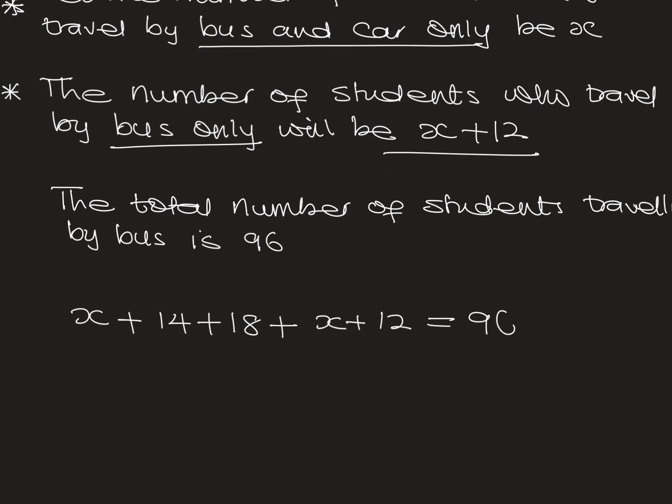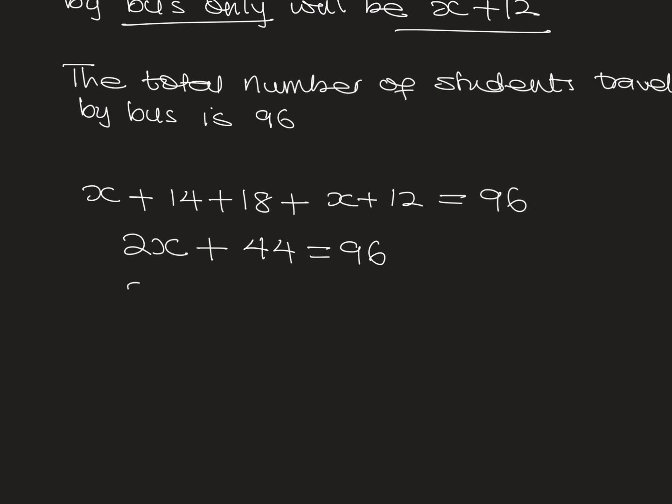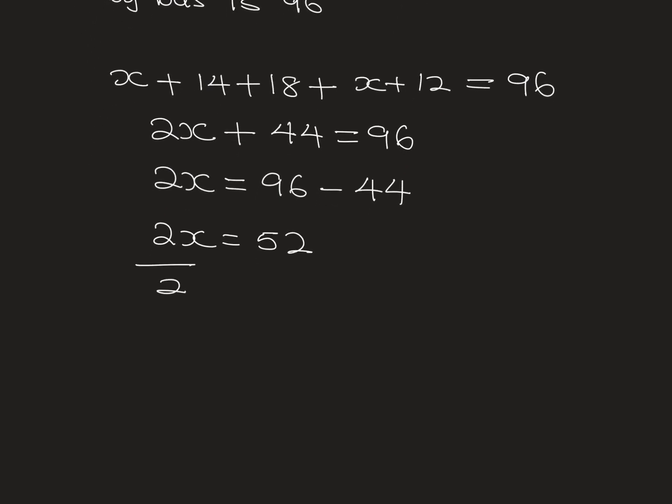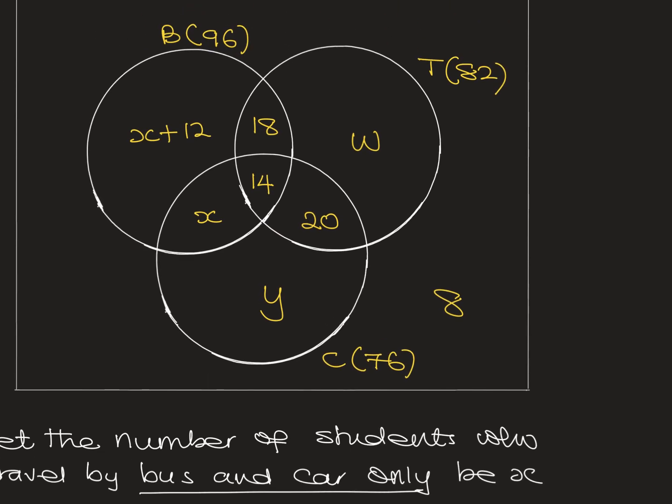So if you do the math, x plus x will be 2x, then plus 14 plus 18 plus 12 is 44. This is equal to 96. So we can say 2x is equal to 96 minus 44. 2x will be 52. So to find x, we divide both sides by 2. X will be 26 students. Okay, so x is 26.